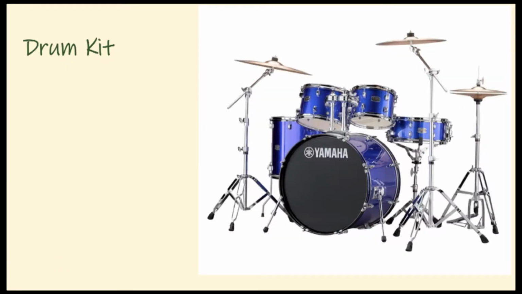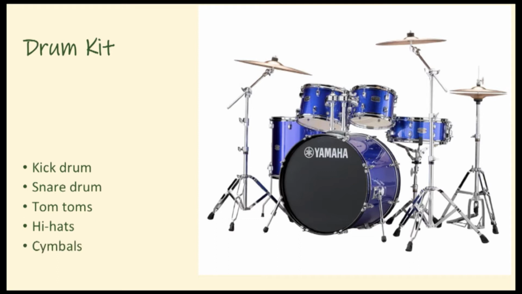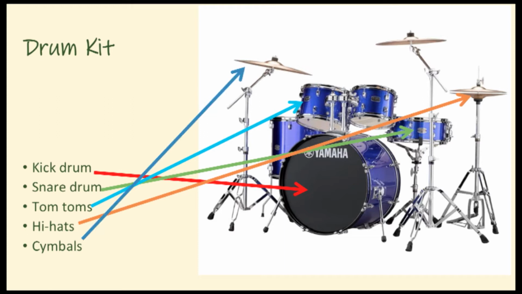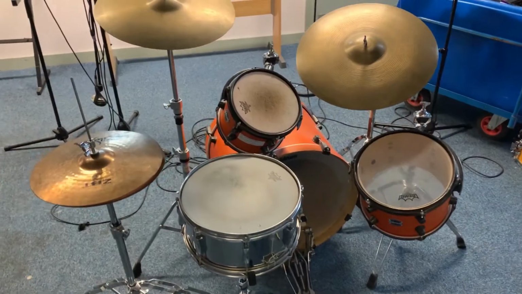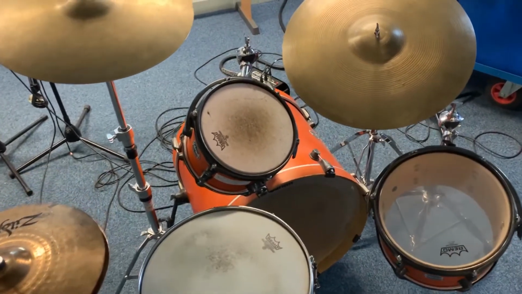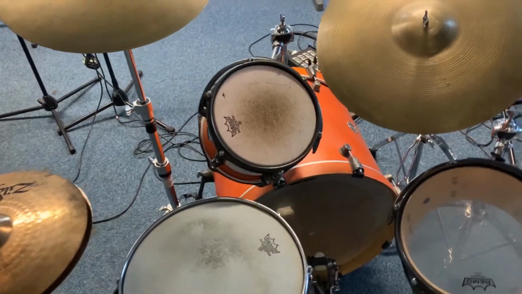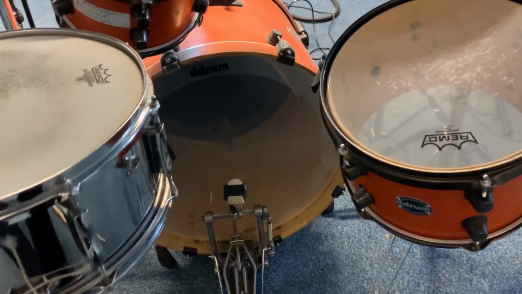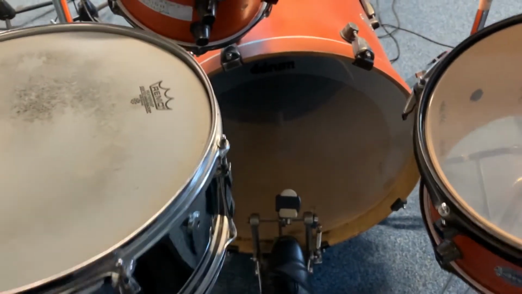Let's look at the various parts of a drum kit. You have a kick drum, the snare drum, tom-toms, hi-hats and cymbals. The kick drum is the large drum at the front, the snare drum, tom-toms, hi-hats are the two cymbals and the two large cymbals at the top. Okay, the main parts of a drum kit are first of all the big drum, which is a kick drum. And this is played with the foot.